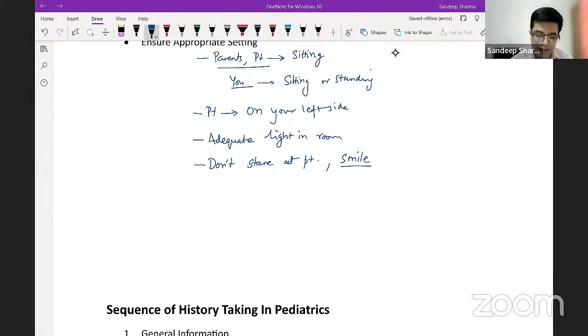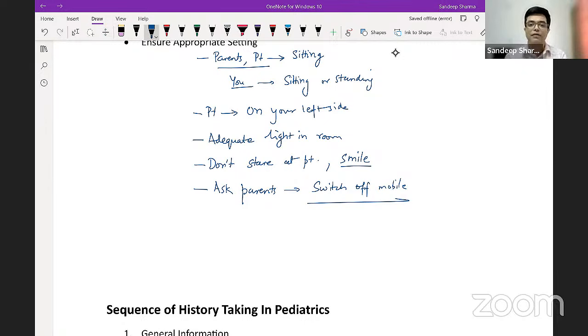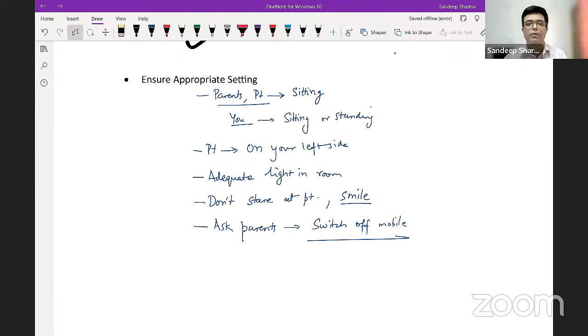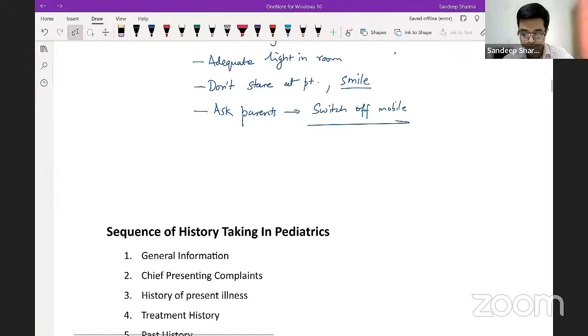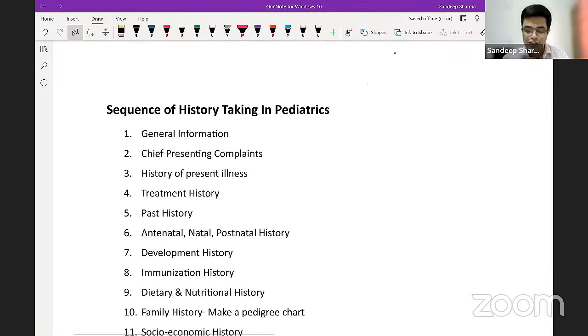Then, very important thing, ask the parents gently to switch off the mobile. This is again very important. It is also important that you keep your own mobile silent. You are taking the history, ask the parents to switch off the mobile. If your own phone has a Justin Bieber ringtone, it's not going to work. So you should also practice. Ask the parents to switch off the mobile so that a proper atmosphere for history taking is created there. After this appropriate setting, next we come to the sequence of history taking.